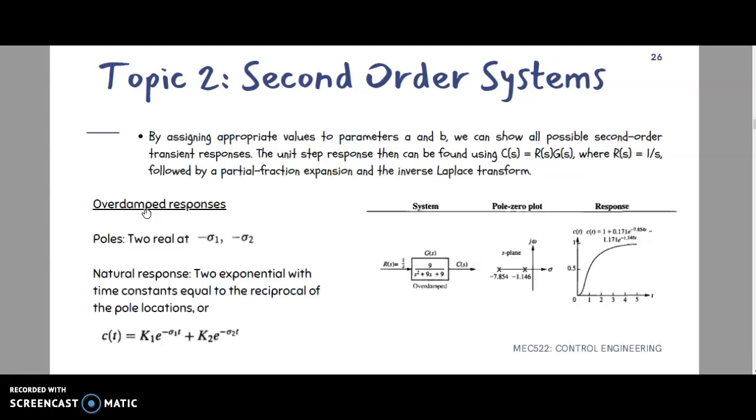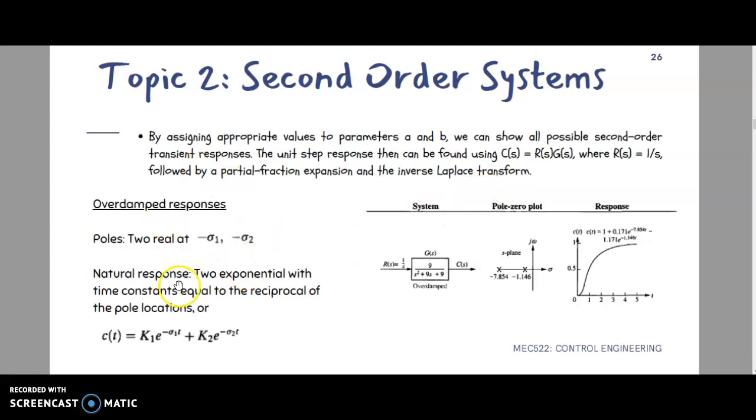Basically, in the Nise textbook there are 4 responses: overdamped, undamped, underdamped and critically damped. We already have the general equation. Then put R equal to 1 over s, take the Laplace transform, and we get the coefficients K or A or whatever, by using partial fraction and then inverse Laplace.